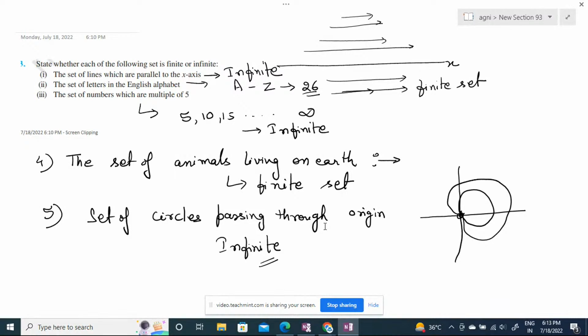Now in the third question we have to tell the finite and infinite set. So all the questions I have done. In the first one we have set of lines which are parallel to x-axis, they are infinite. Set of letters in the English alphabet, they are A to Z, they are 26 in number. Set of numbers which are multiples of 5, that is 5, 10, 15. So we cannot count them, so it is infinite. Set of animals living on the earth, we can count them, so it is a finite set. Set of circles passing through origin, they are infinite in number. Okay.